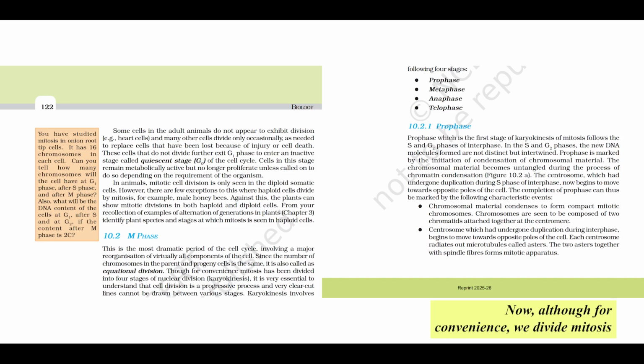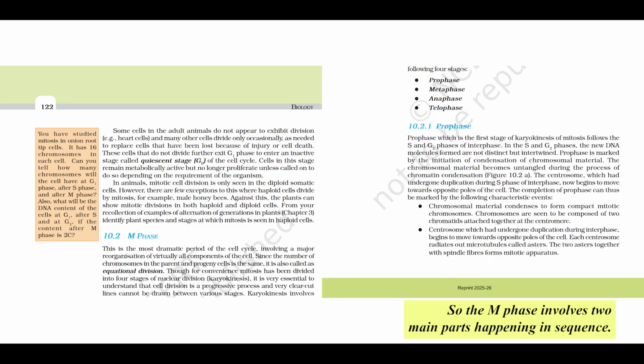Exactly. Now, although for convenience, we divide mitosis into 4 stages of nuclear division called karyokinesis, it's really important to understand it's a continuous, progressive process. There aren't sharp stops between stages. They flow into one another. We just put labels on them to help us study the key events. Right, like chapters in a story, not completely separate books. A good way to put it.